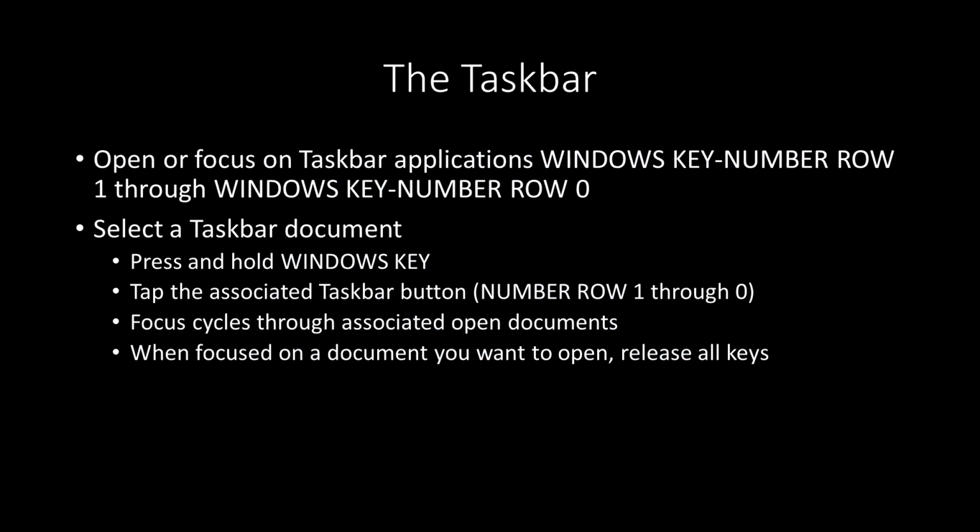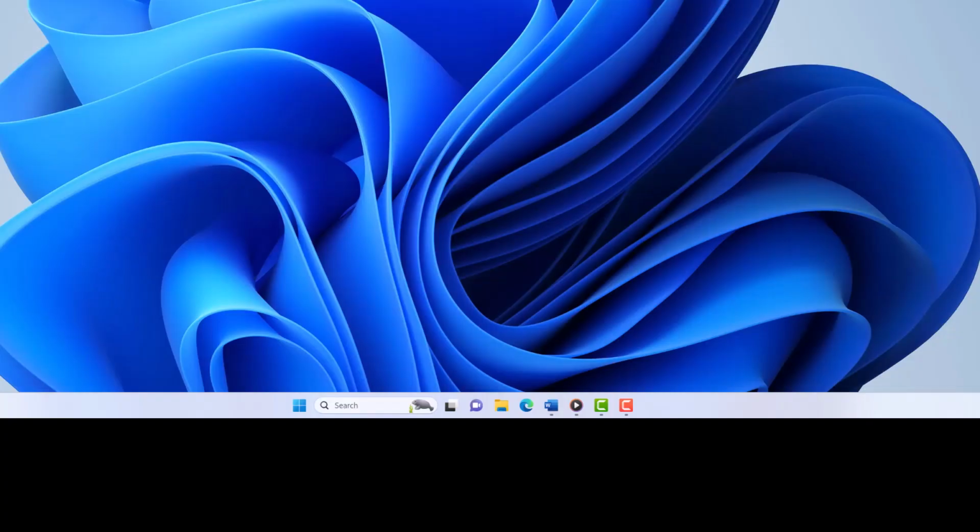Open or focus on a taskbar application. Windows key number row 1 through Windows key number row 0. Select an application document. Press and hold the Windows key and tap the associated taskbar button number 1 through 0. Focus cycles through open application documents. When focused on the document you want to access, release all keys. Each taskbar button has a jump list. Jump list is the name used for the Windows application menu when using taskbar buttons.